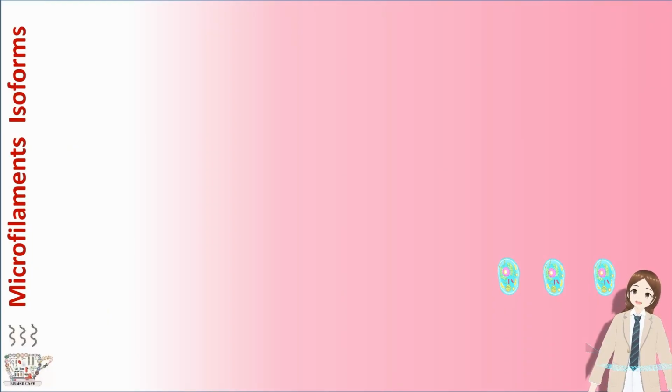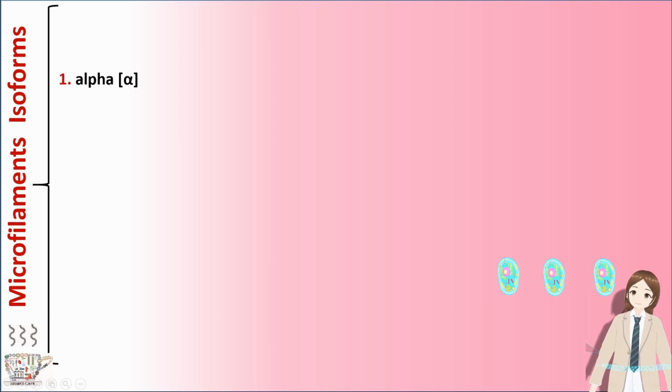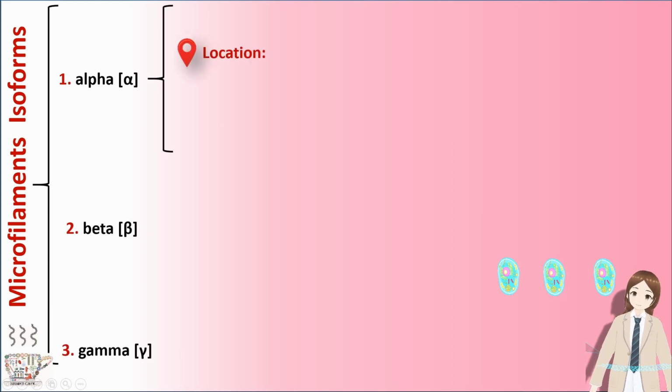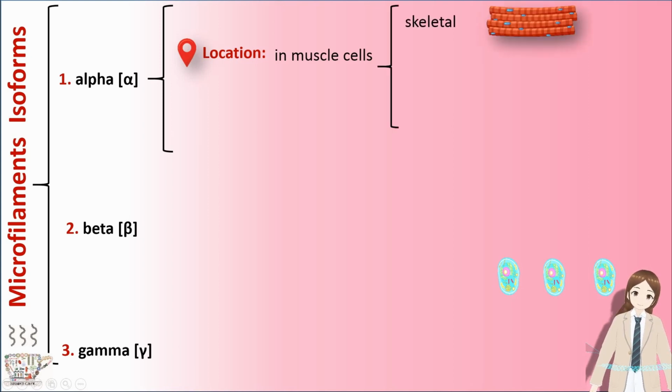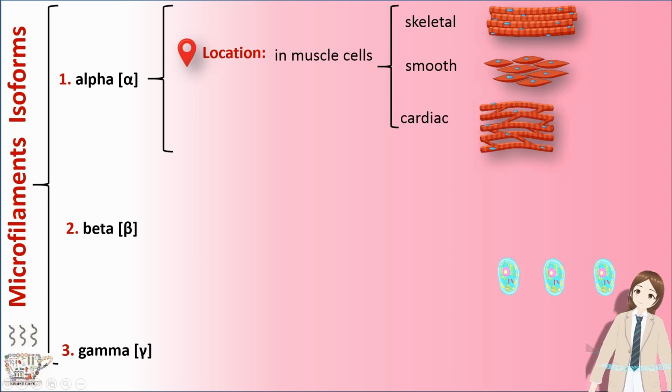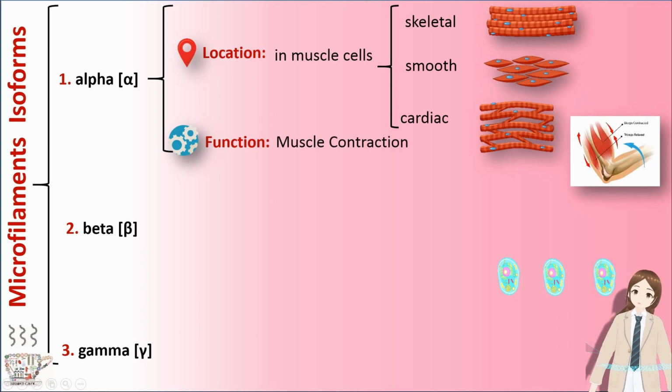Microfilaments isoforms. Microfilaments have three isoforms: alpha, beta, and gamma. Alpha is located in muscle cells: skeletal muscle, smooth muscle, and cardiac muscle. It plays a role in muscle contraction.